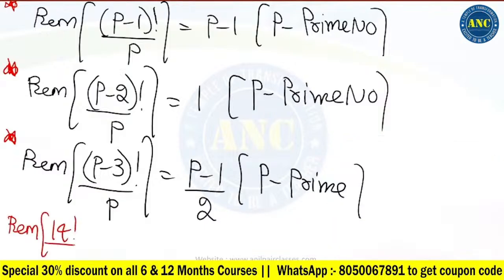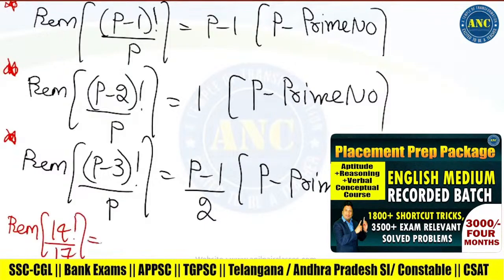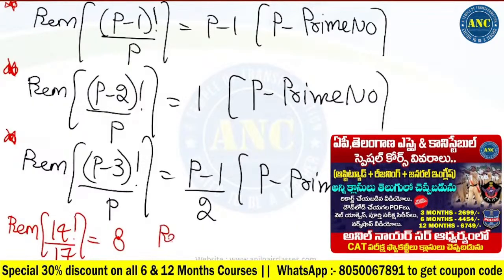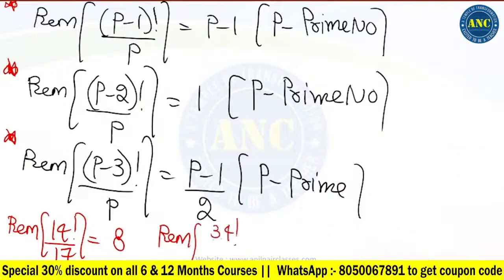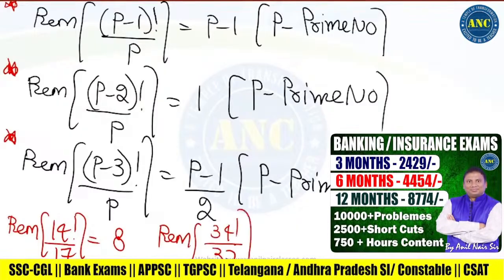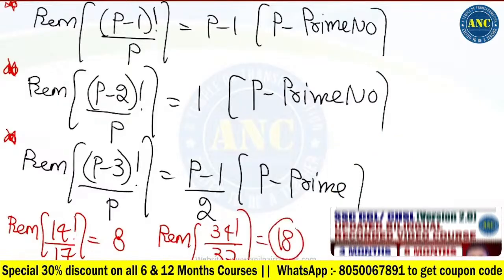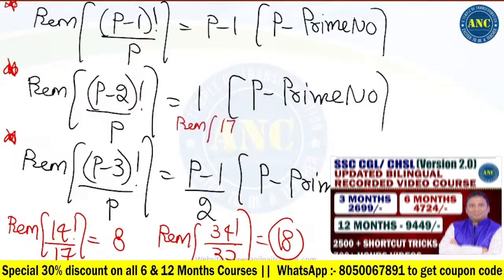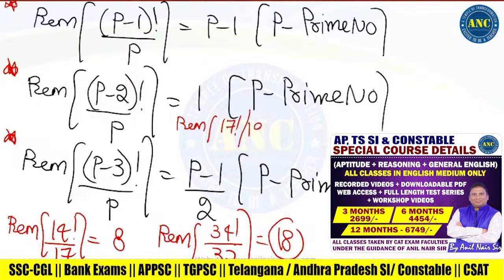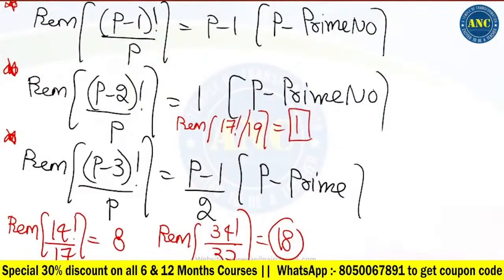14 factorial divided by 17: 17 minus 1, 16 by 2, is 8. Remainder when 34 factorial is divided by 37: (P minus 3) factorial, 36 by 2, the answer is 18. Remainder of 17 factorial by 19: (P minus 2) factorial by P, the answer is nothing but 1.